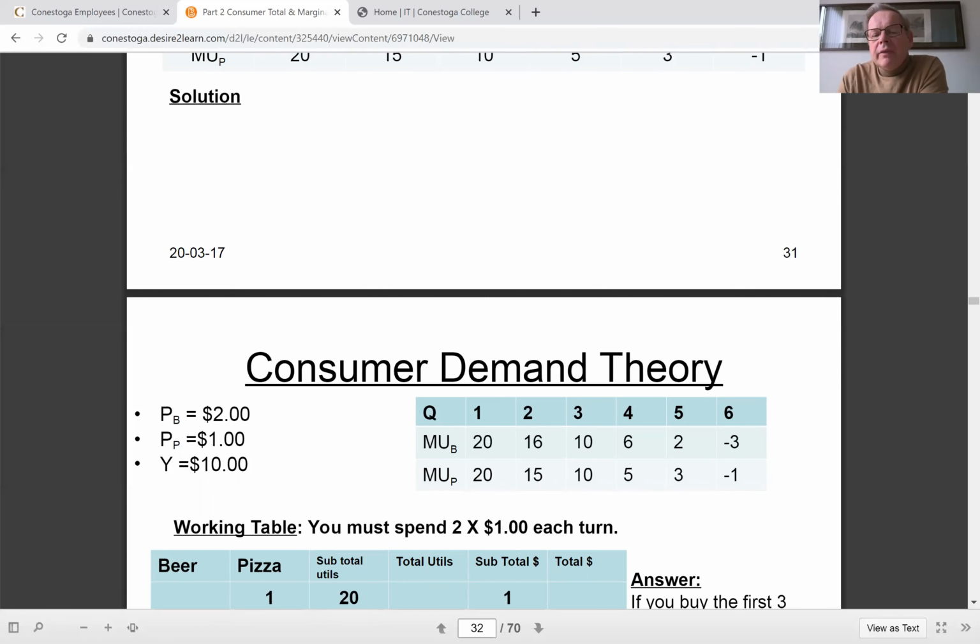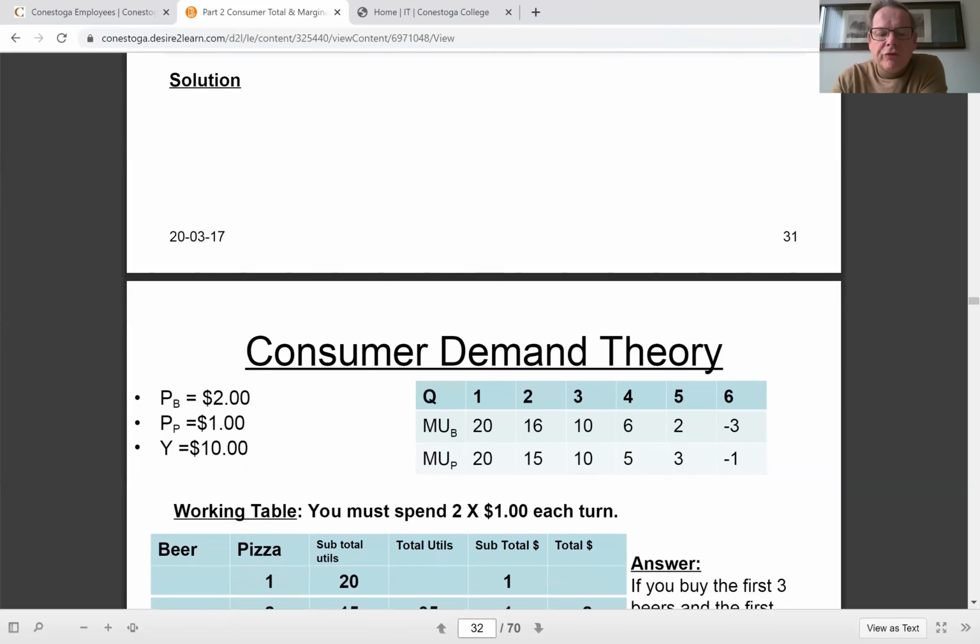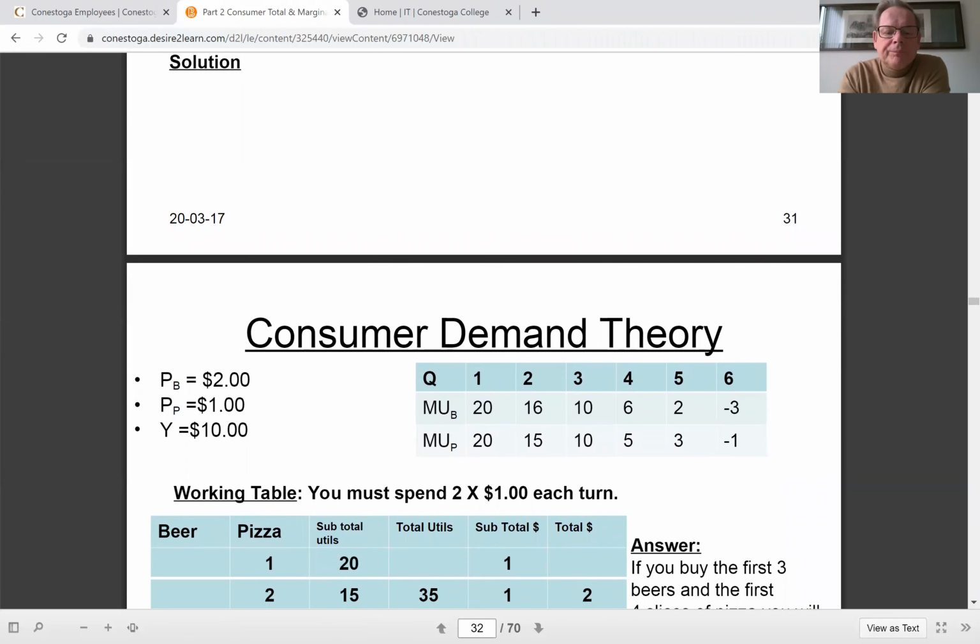But if I buy the pizza, after consuming the first pizza, I'm going to get 20 levels of satisfaction. Then I'm going to spend the second $1 and buy the second slice of pizza, and I'm going to get an additional 15. The 20 plus the 15 is a total of 35 levels of satisfaction, and I spent $2. But if I spend $2 on the beer, I'm only going to get 20 levels of satisfaction, or 20 utils. So I'm going to spend the first $2 on buying the pizza.